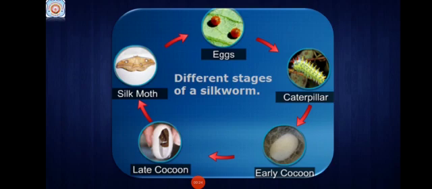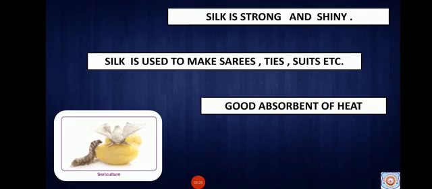First, animal fiber is silk. Silk is a natural fiber. It is obtained from the silkworm cocoon. Silk is strong, shining and keeps our body warm. It is used to make saris, ties, suits, etc. It is a good absorbent of heat also. The rearing of silkworms for the production of silk is known as sericulture.